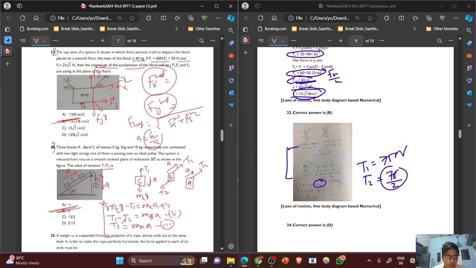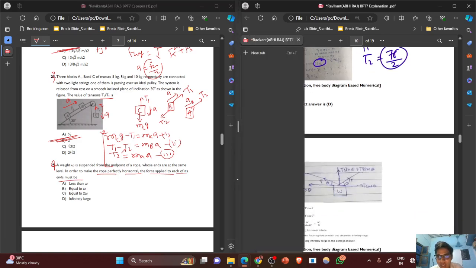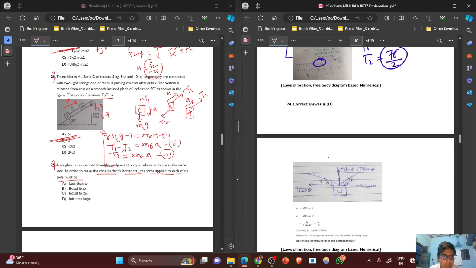Okay. Now moving to the next question, that is the 24th question. A weight W is suspended from the midpoint of a rope whose ends are at the same level. In order to make the rope perfectly horizontal, the force applied to each of the ends must be. Now see, it is asking that the weight W is suspended from the midpoint of a rope. Suppose there is a weight at the midpoint of the rope. This way the rope is like this. Now it is asking what the force applied to each of the ends must be.